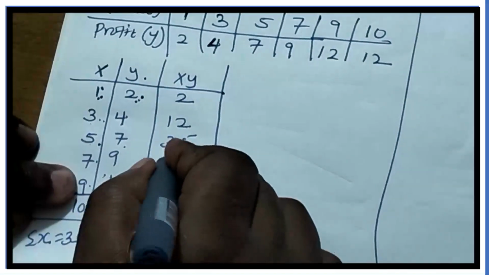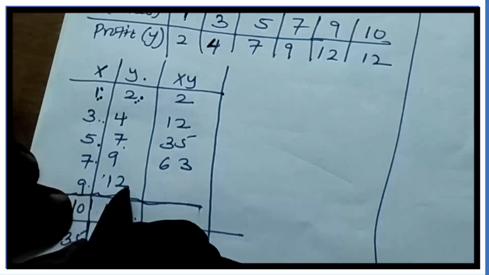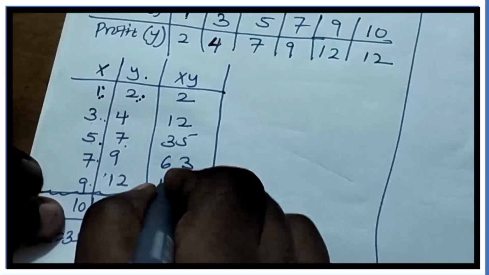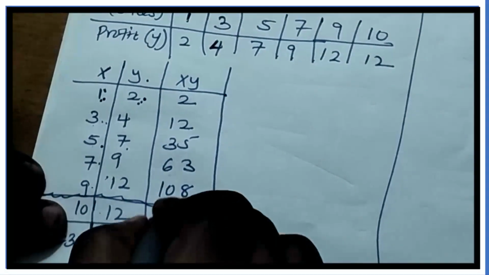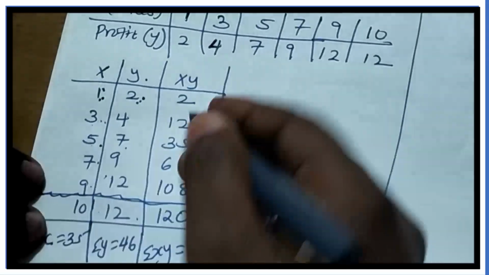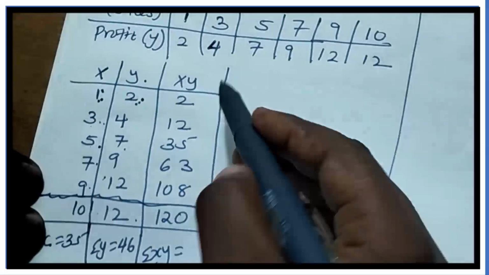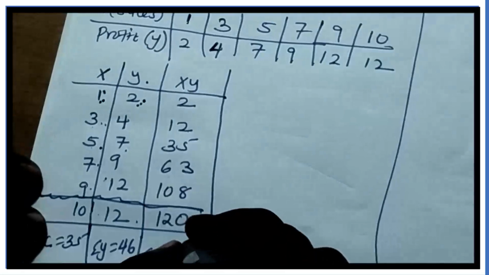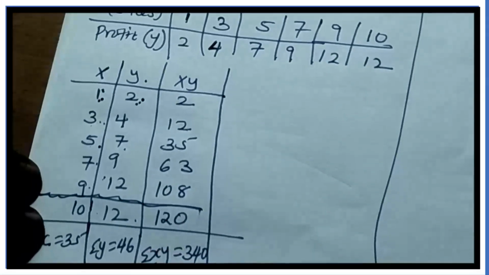7 times 9, I'll get 63. 9 times 12, I'll get 108. 10 times 12, I get 120. So the summation of xy is the total of the xy column. When I get the summation of this one, I'll get 340.